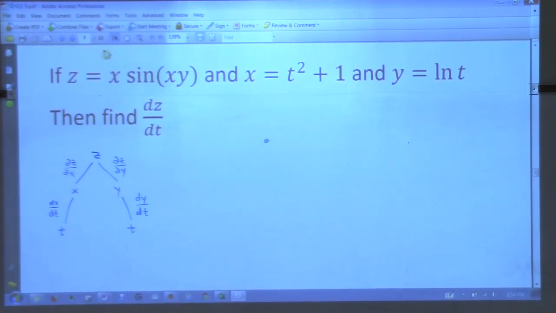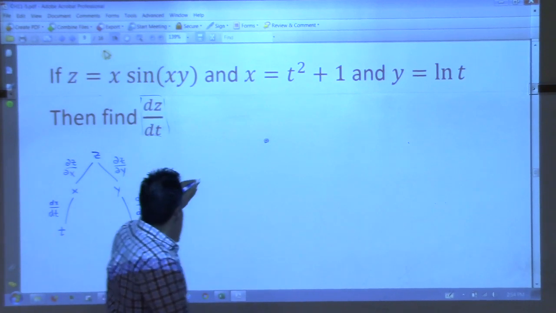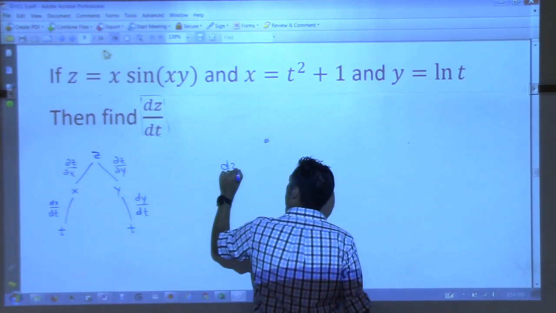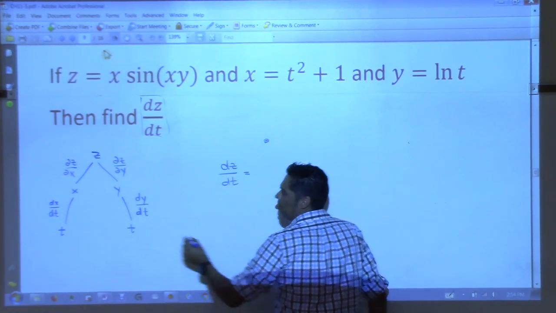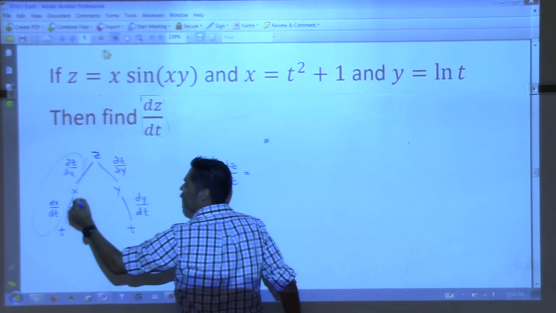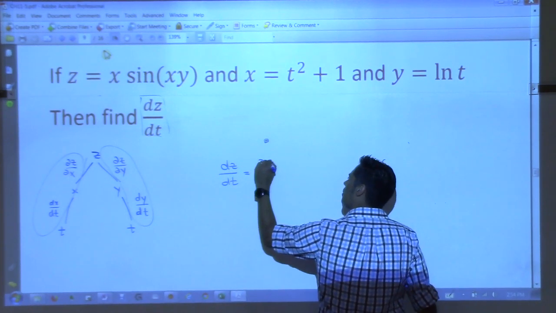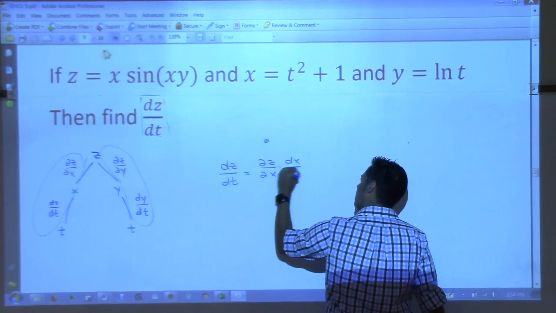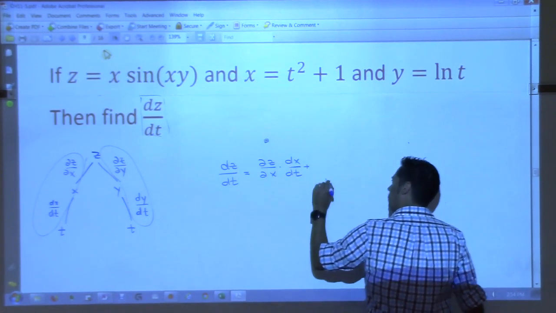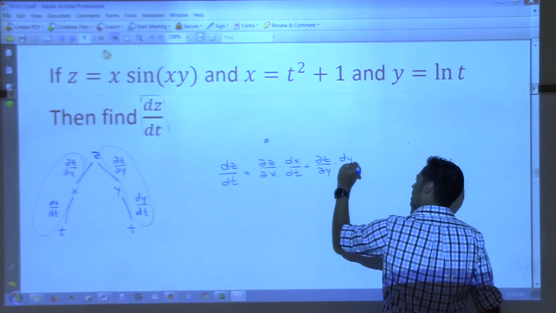All right? So to find dz dt, I could memorize the formula, but I think it's better if you look at the tree here. You're going to do down this branch multiplied, and then add down this branch multiplied. So partial z with respect to x times dx dt plus partial z with respect to y times dy dt.